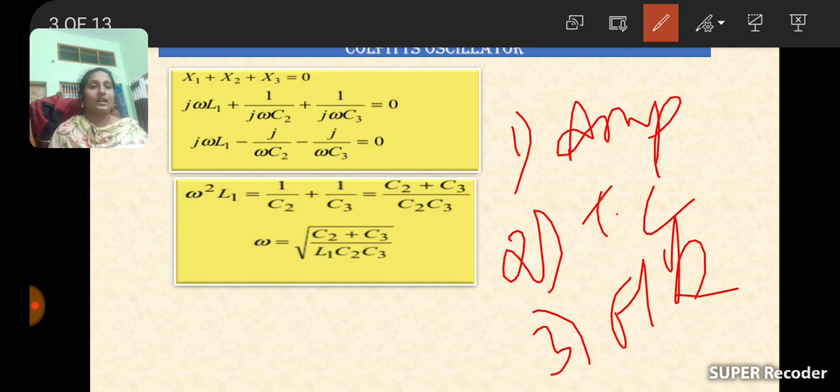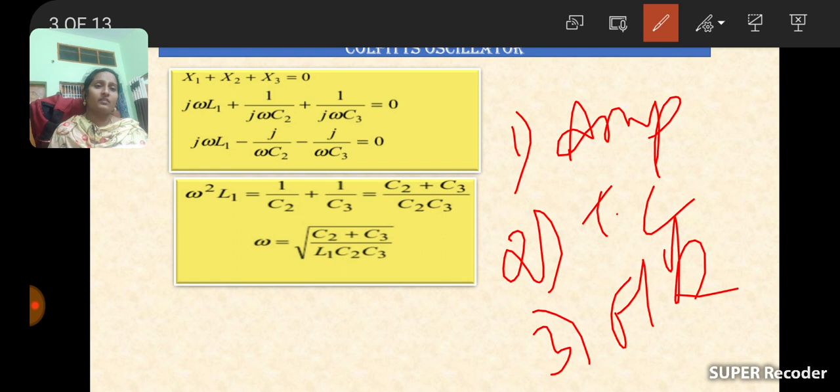What is meant by a tank circuit? It is made with inductors and capacitors. Sometimes it is also made with resistors and capacitors. But it is also called what? The frequency determining circuit. Why is it called that? Whatever components we use here determine the frequency of the produced oscillations.